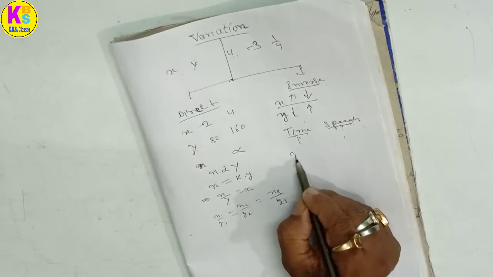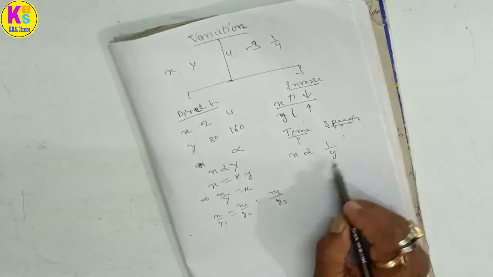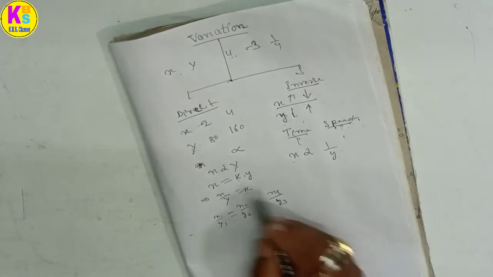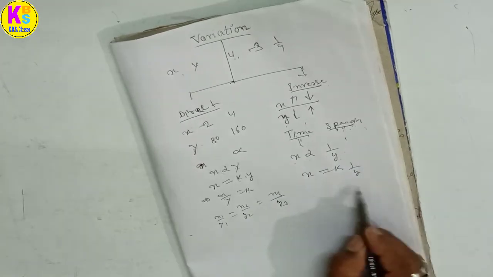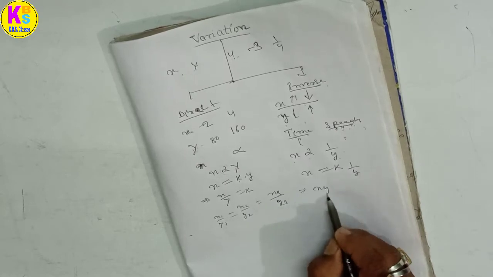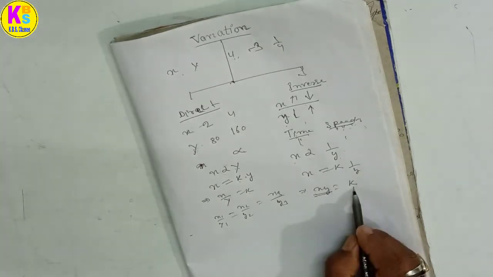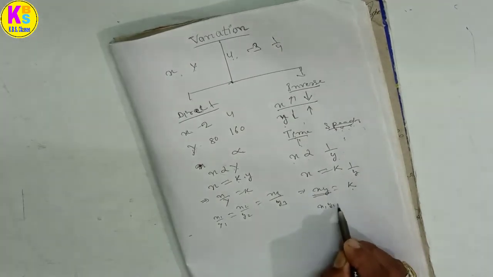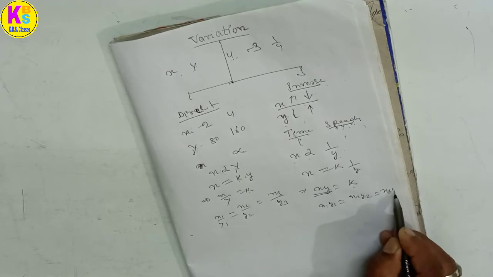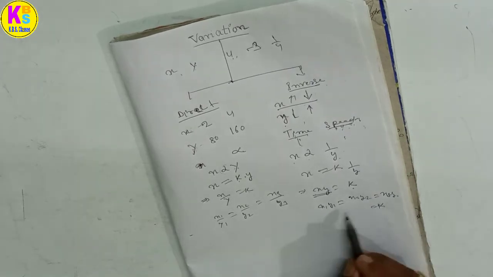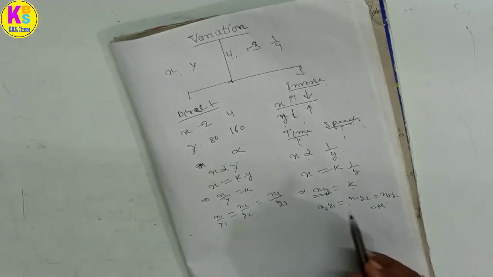That means x varies as 1 by y. In this way, inverse relation is written as 1 by y. So x varies as 1 by y, and by taking the mathematical rule, x is equal to k into 1 by y, and when we cross multiply it, we get xy is equal to k. That means the product of the two numbers is constant. So if x1 into y1 is equal to x2 into y2 is equal to x3 into y3 is equal to constant, if the product of two variables is constant, such variables are called inverse variation.